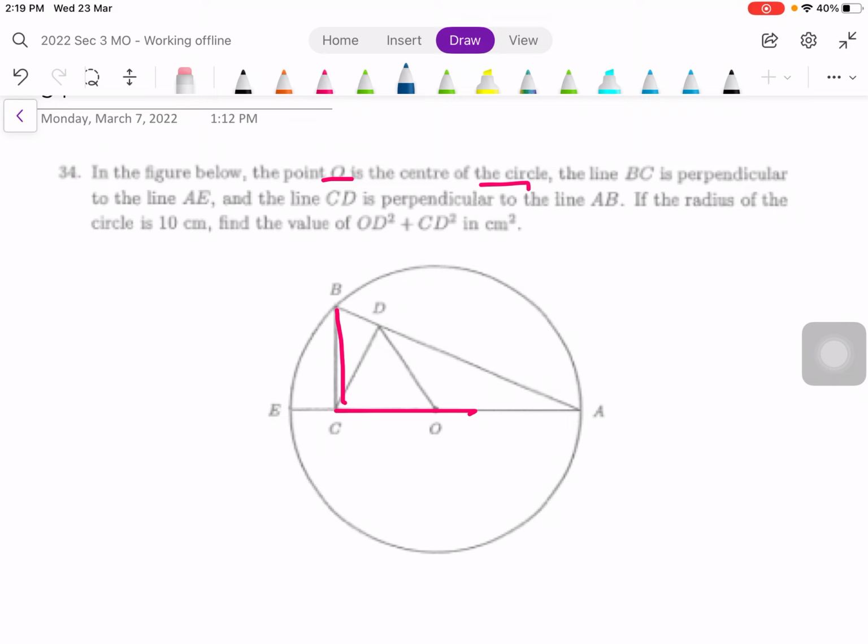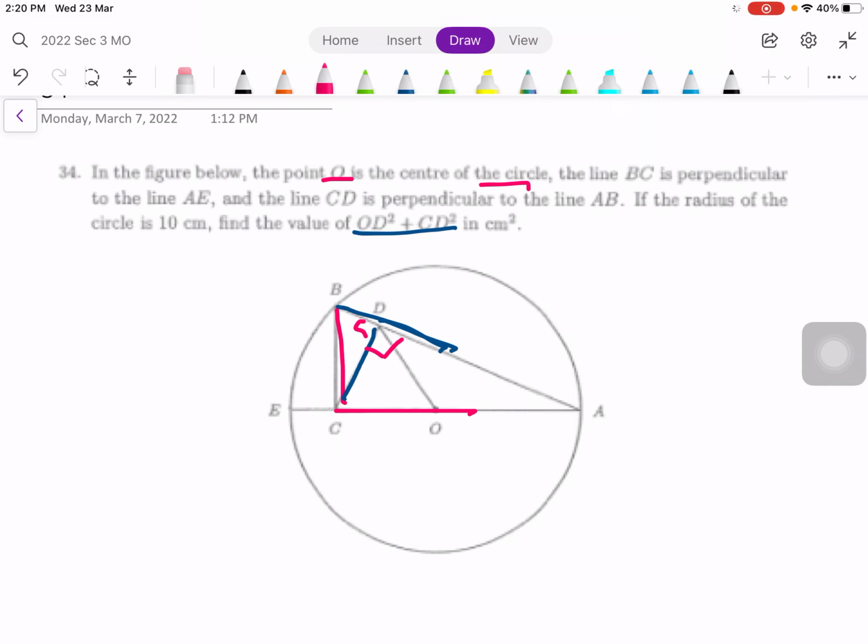Therefore, in this case, let me just draw this. This part is perpendicular to this part. If the radius of the circle is 10 cm, find the value of OD squared plus CD squared in cm squared. I just need to highlight to you that this part is 90 degrees. Therefore, obviously, this is also 90 degrees.